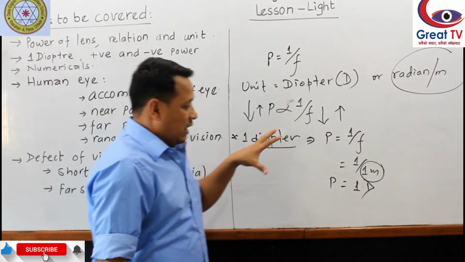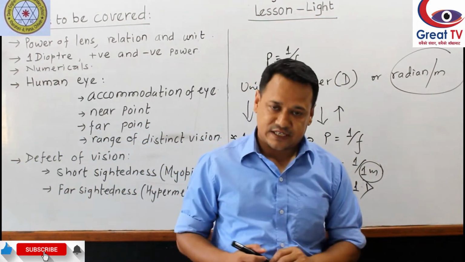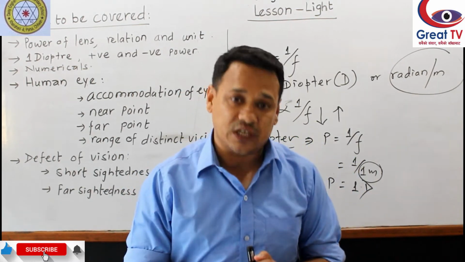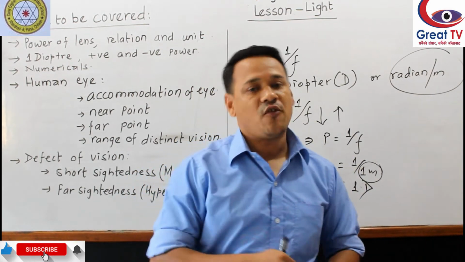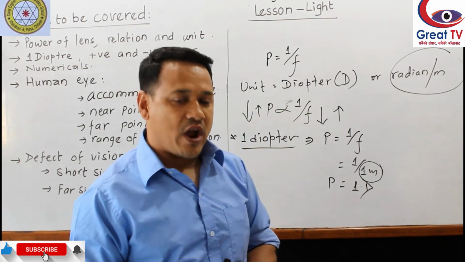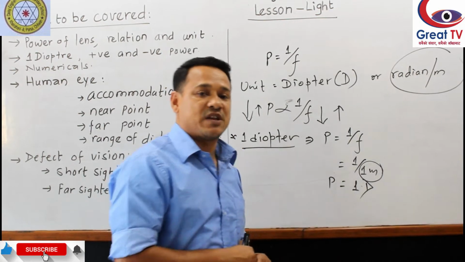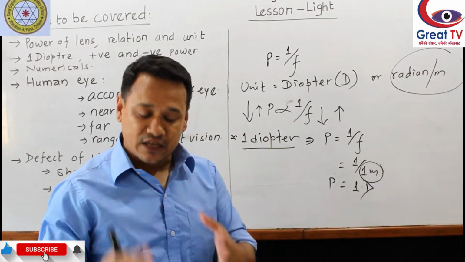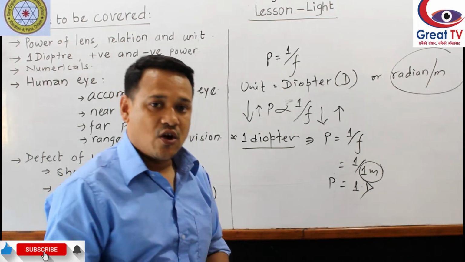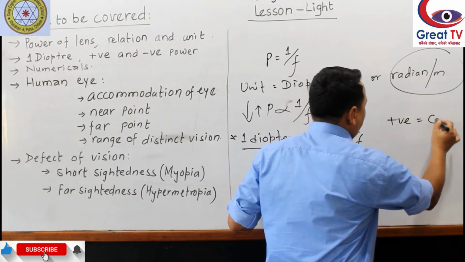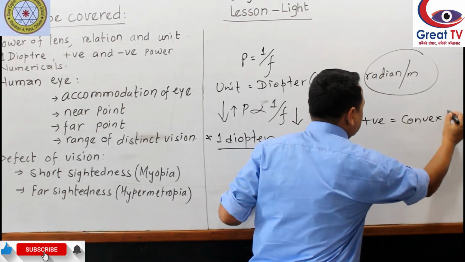Okay. Power of convex lens. Power of convex lens is positive because it has a real focus point. Convex lens has a real focus point and its power is expressed in positive terms. That's why positive power represents convex lens. Positive power means convex lens, power of convex lens.